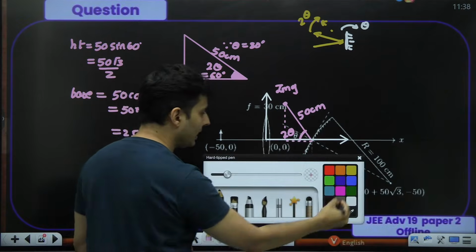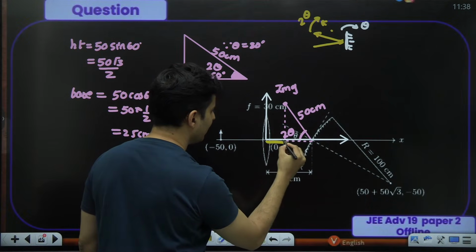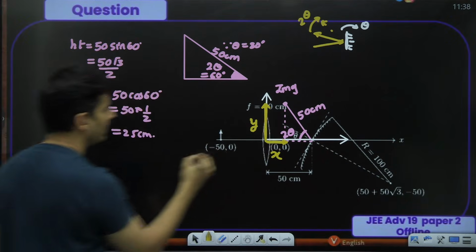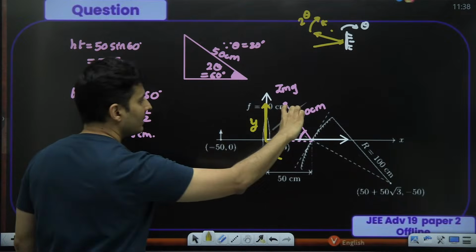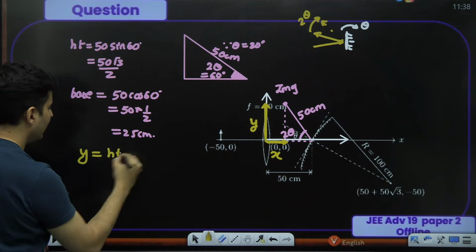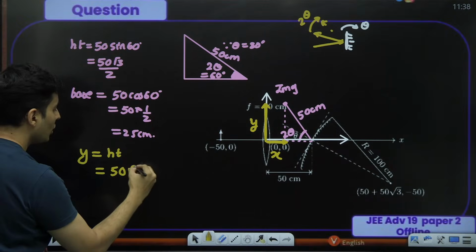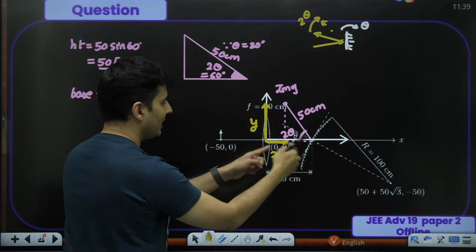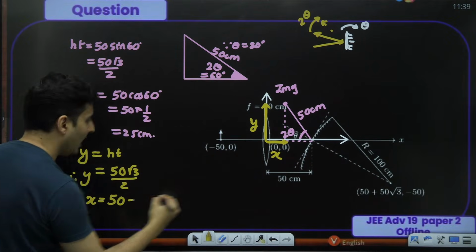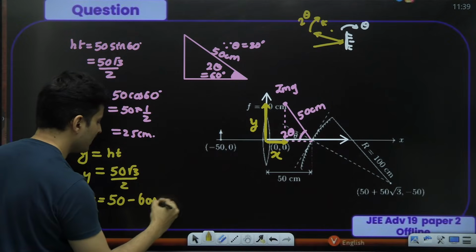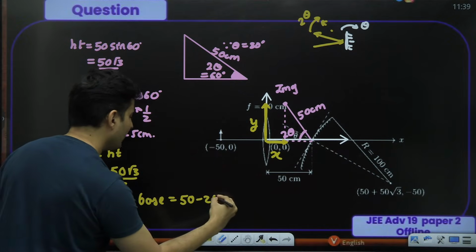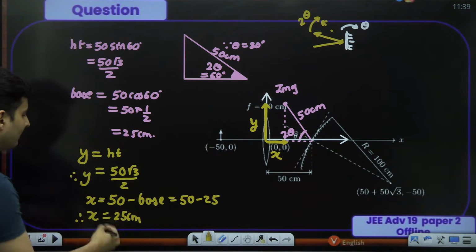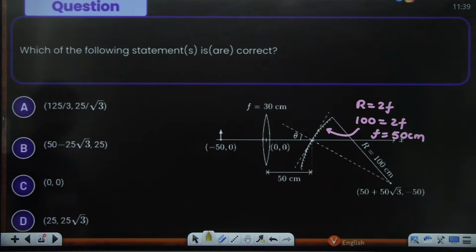So all that we have found out is the height and the base. The coordinates that we need, this is basically the x coordinate and this is basically the y coordinate. Y coordinate is simple. It is still the height only, so it will be 50 root 3 by 2. That is your y coordinate. X coordinate will be this minus this, which is 50 minus the base, 50 minus 25, so that will be 25 centimeters. So x coordinate is 25, y coordinate is 50 root 3 by 2.